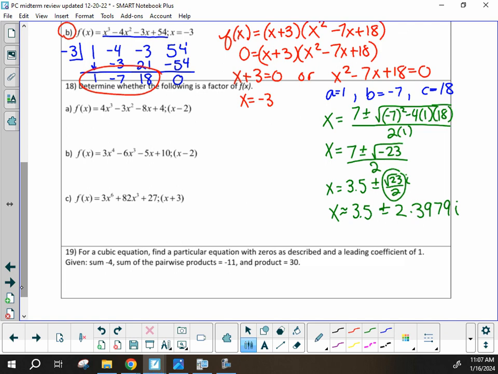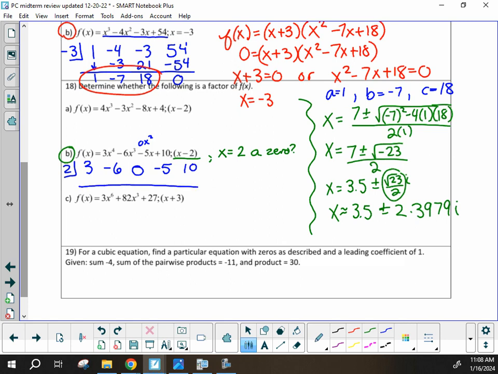So they want to know, is x minus 2 a factor of f of x? And we'll just do b here. Okay, so remember, if x minus 2 is a factor, that means we want to know, is x equals 2 a zero? That's the question that we're answering. So we put 2 in the box. Now, notice I'm missing a squared term. There's 0x squareds here, so I'm going to make sure I throw a 0 in there. So I go to 3, -6, 0, -5, 10.